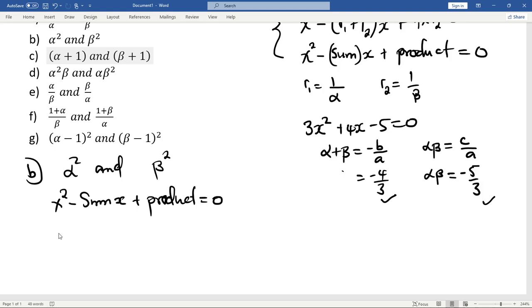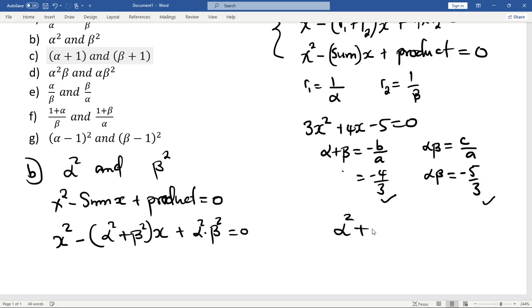Now, here we're going to have x squared minus the sum. We have alpha squared plus beta squared here, and then it's being multiplied by x plus the product of alpha squared multiplied by beta squared here equal to 0 here. Now, when you look at the sum that we have here, we have alpha squared plus beta squared here. This is an identity here. Okay, so let's derive the identity that we're going to use for this here.